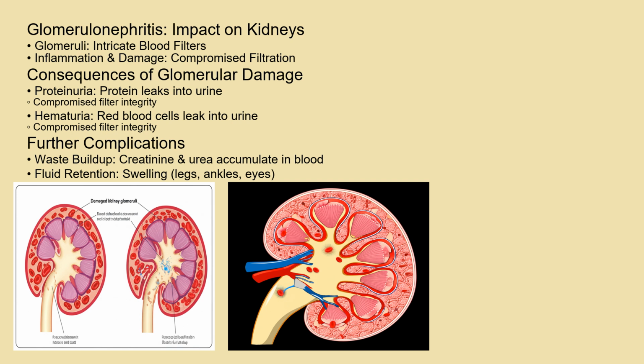As the kidneys struggle to filter waste, substances like creatinine and urea accumulate in the blood. This buildup can lead to further complications and can eventually cause kidney failure. Fluid retention is another consequence, resulting in swelling, particularly in the legs, ankles, and around the eyes.